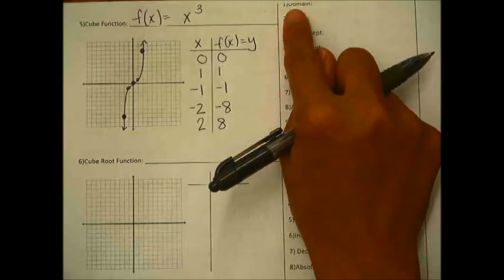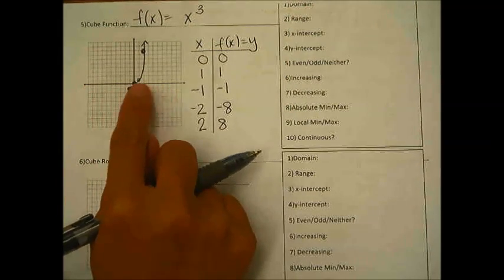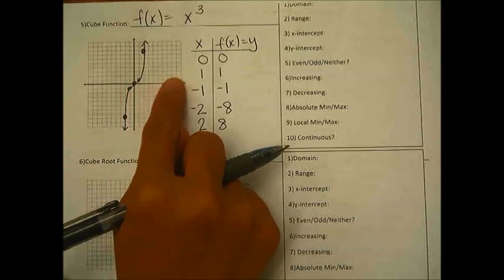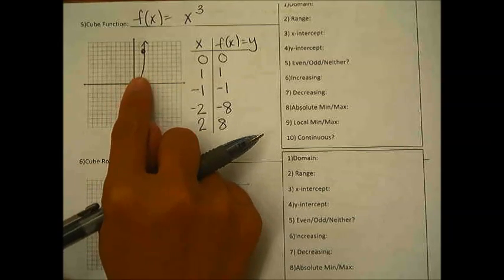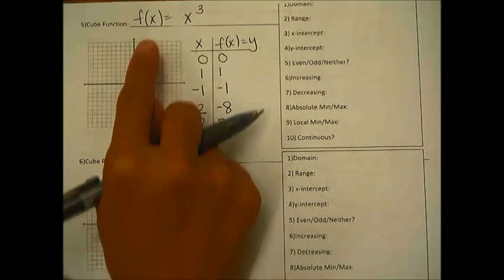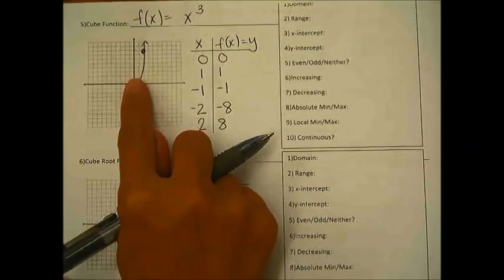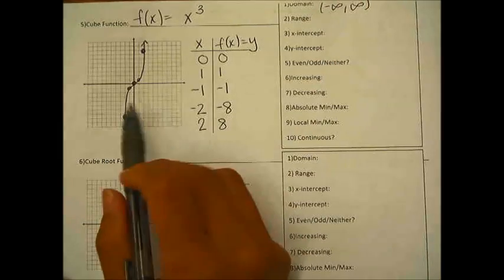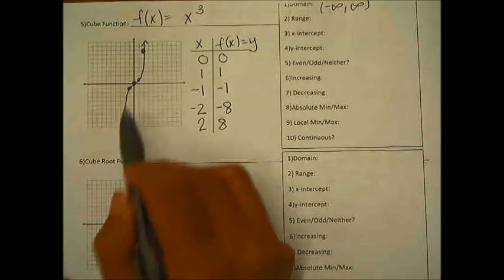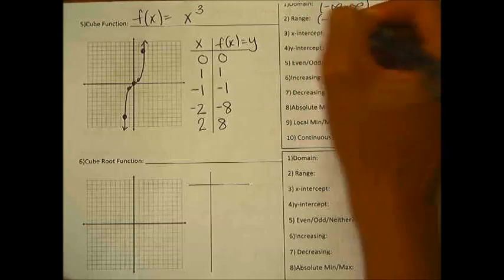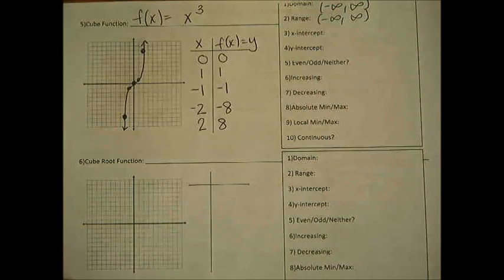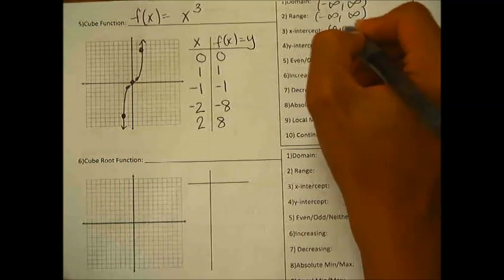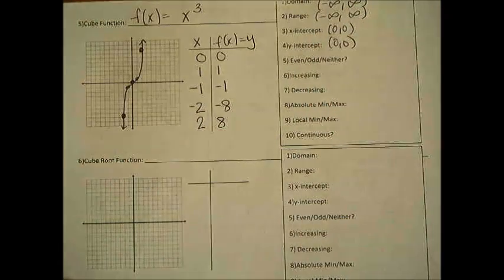So let's talk about the domain. The domain is talking about the x-axis. Do you think this function will eventually go to the right forever? This is an arrow, right? Goes up, up and out. This is going out and down. So the domain is going to be negative infinity to infinity. The range, that sounds more obvious, down and up forever, so also negative infinity to infinity. X-intercept and y-intercept, they both cross over at the origin. Is it even, odd, or neither?